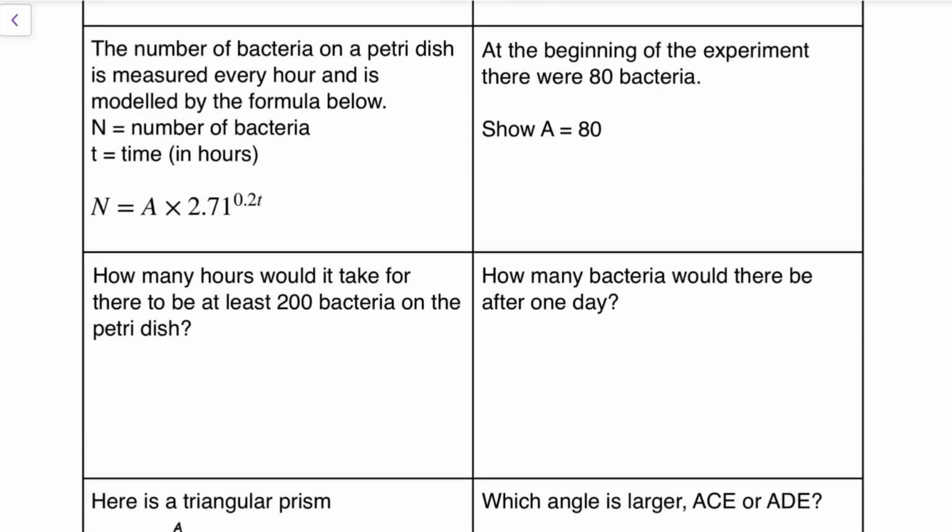Next question. The number of bacteria on a Petri dish is modelled every hour. Right, hour could be important because I might change my time horizon, and it is modelled by the formula below, with bacteria and number of hours.